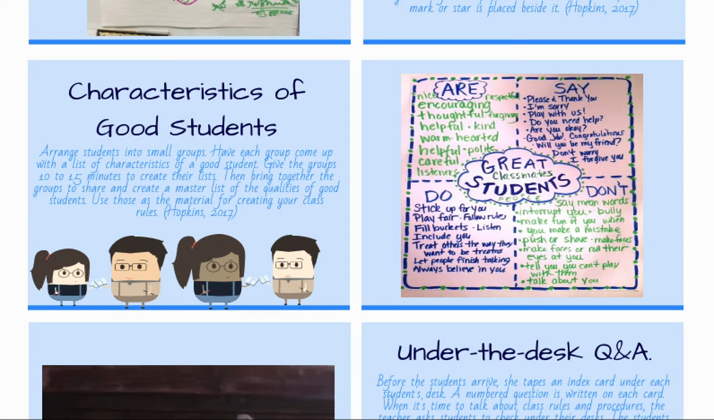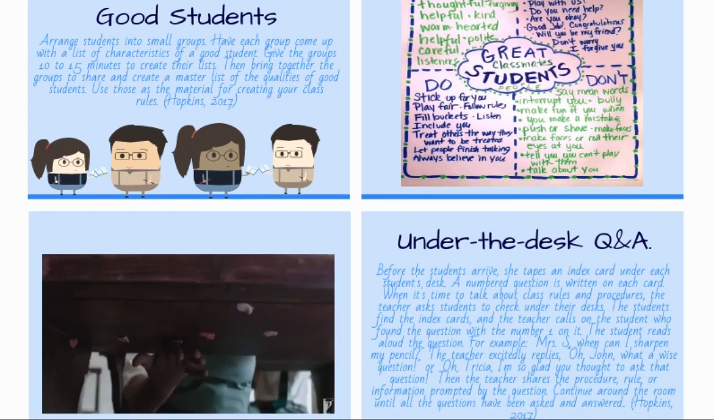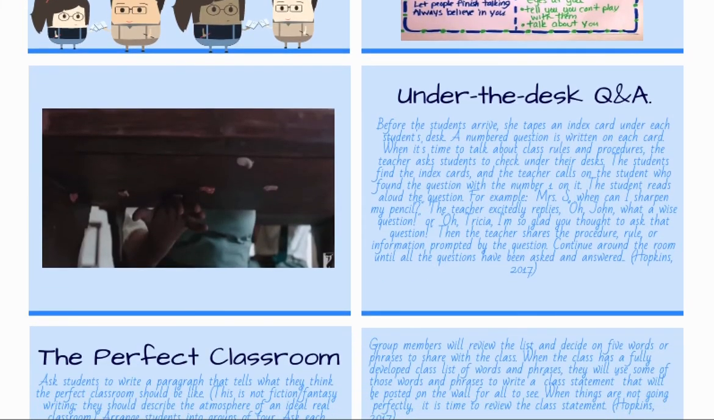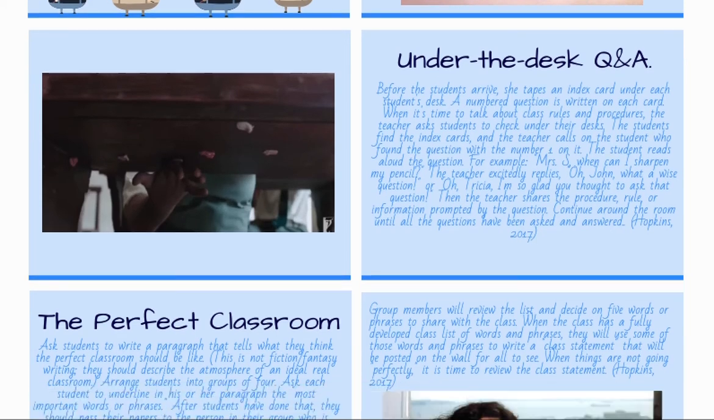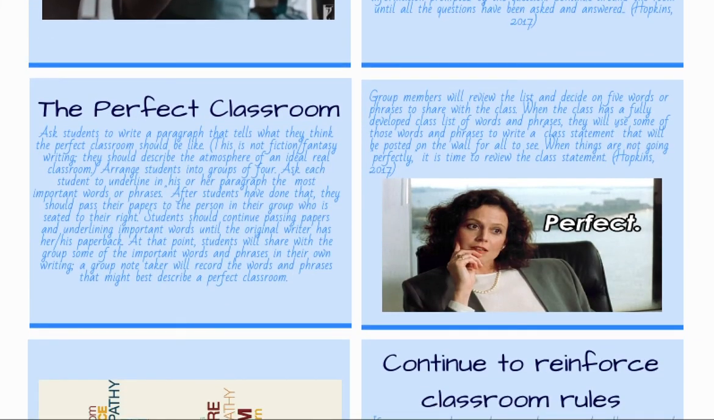Another way to talk about class norms would be an under-the-desk Q&A activity, whereby students ask and answer questions provided by the teacher, as well as any of their own, to find out the correct procedure for each situation. The ideal classroom activity is a nice way to create a more inspirational mantra for the class. Students discuss what the ideal classroom would be like, and then together as a class create a statement or set of statements which reinforces those ideas.